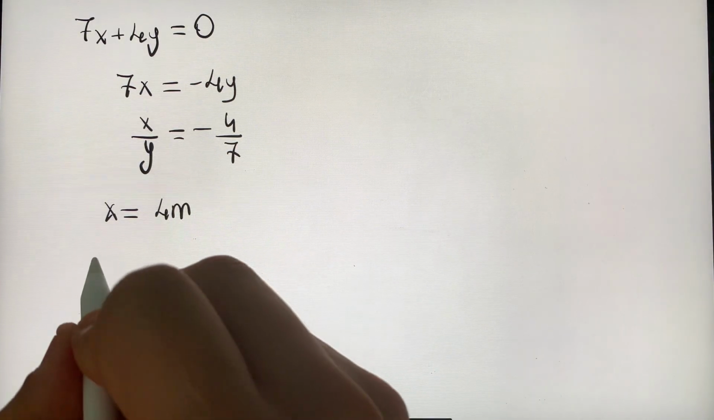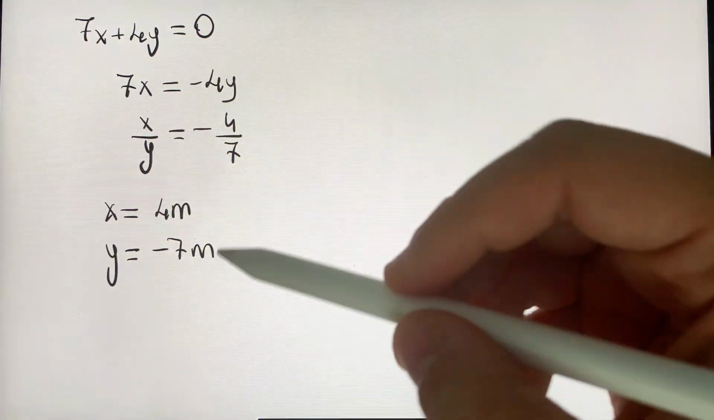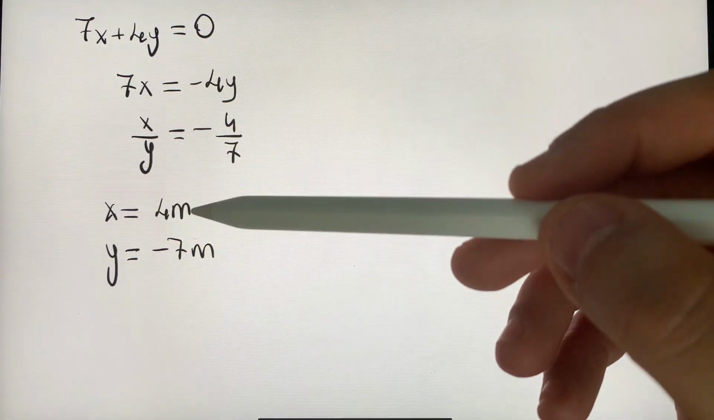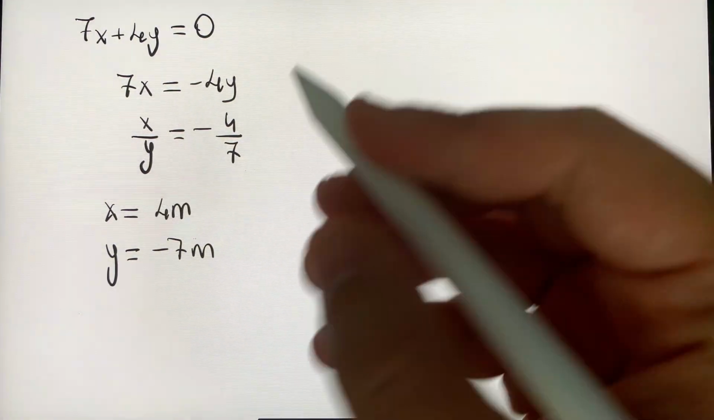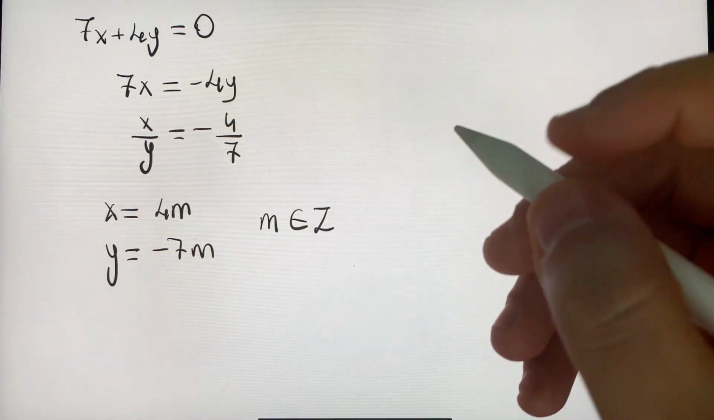I say 4 times m, and I say minus 7 times m to the expression I call y. Look at both. So I linked the x, y values to one parameter like m. Of course, what we call m here must be an integer. Let this be our first equation now.